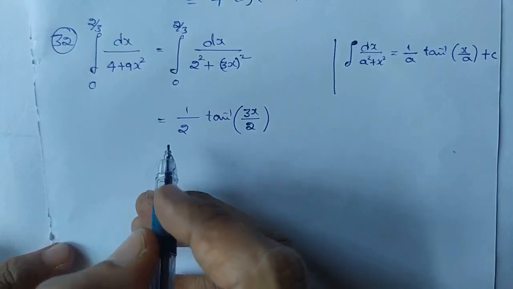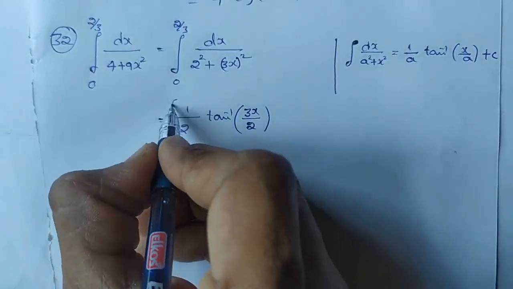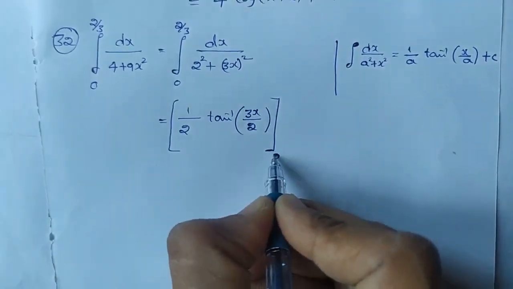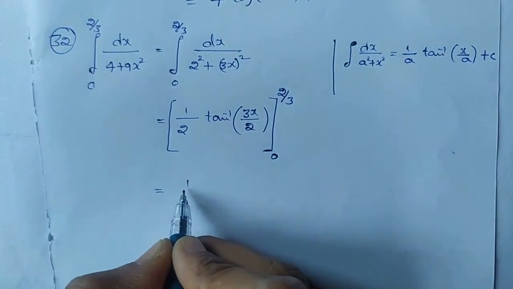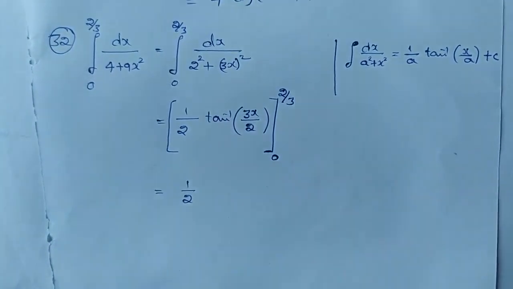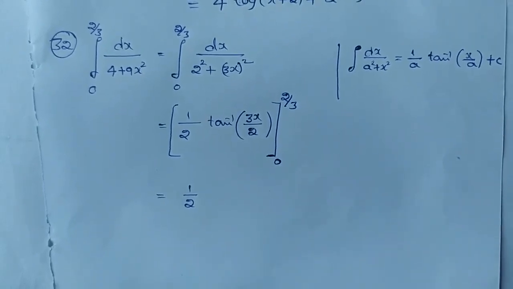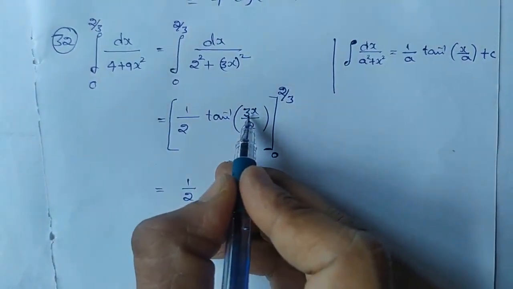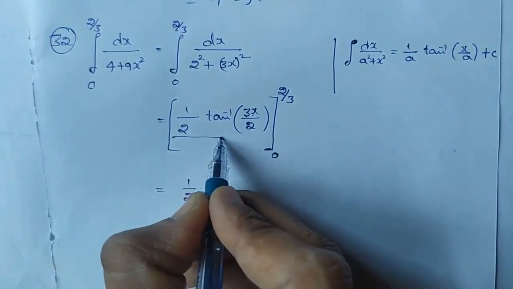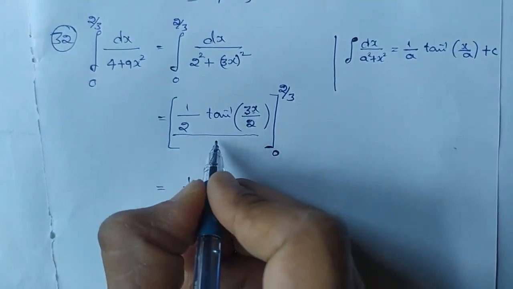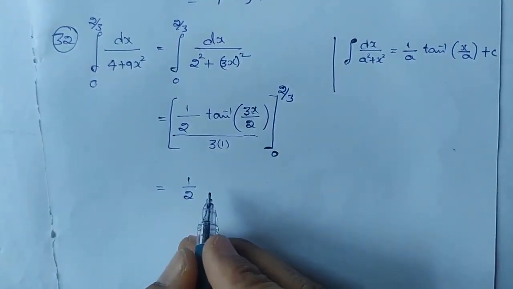There is no constant of integration in definite integrals, so we apply the limits 0 to 2 by 3. That is equal to 1 by 2 into... One more thing: in place of x we have 3x. If we differentiate 3x, we get 3 into 1. Differentiation of 3x is 3 into 1.